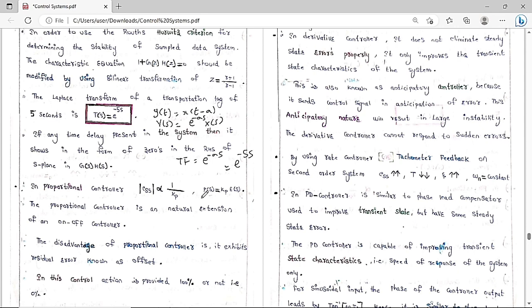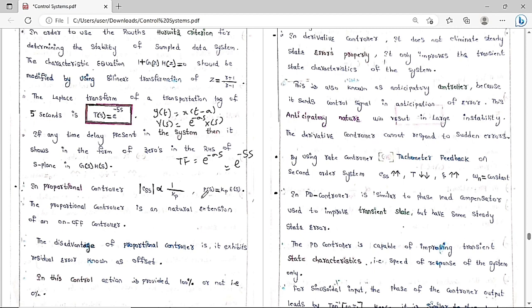The proportional controller is a natural extension of an on-off controller. So we can say the proportional controller is basically a natural extension of an on-off controller.